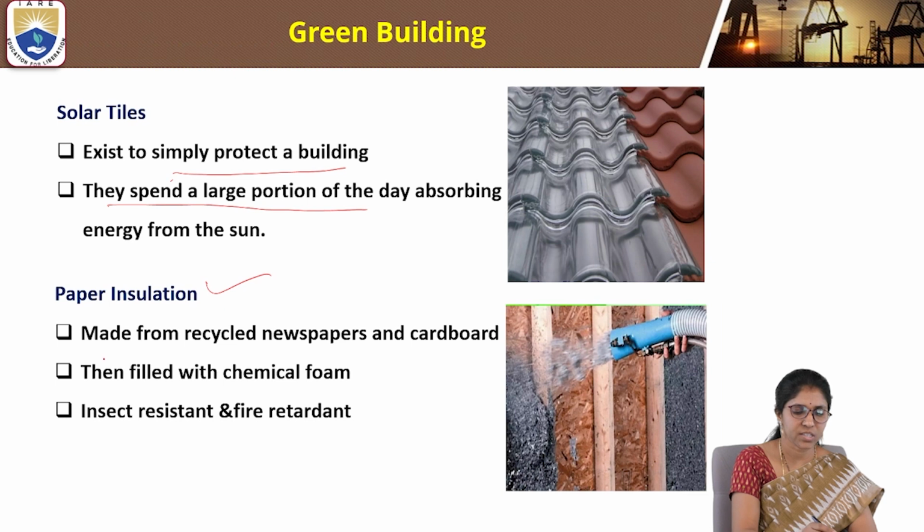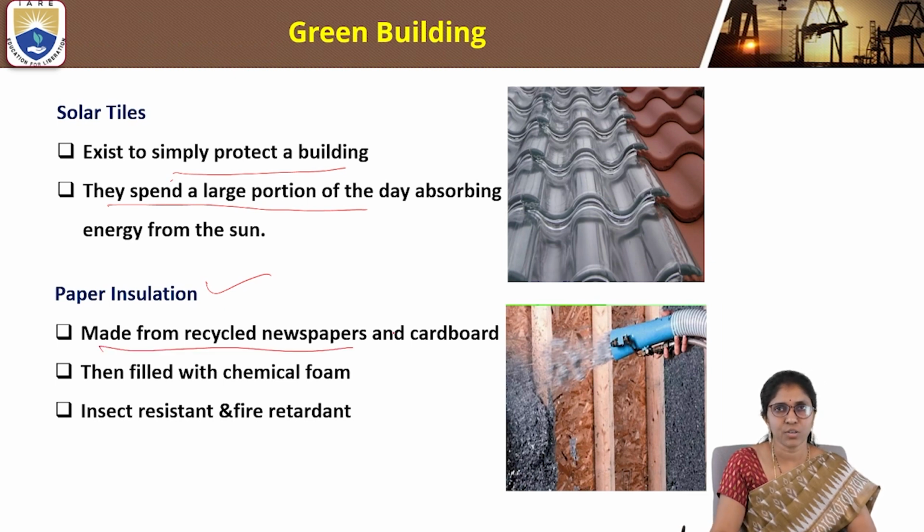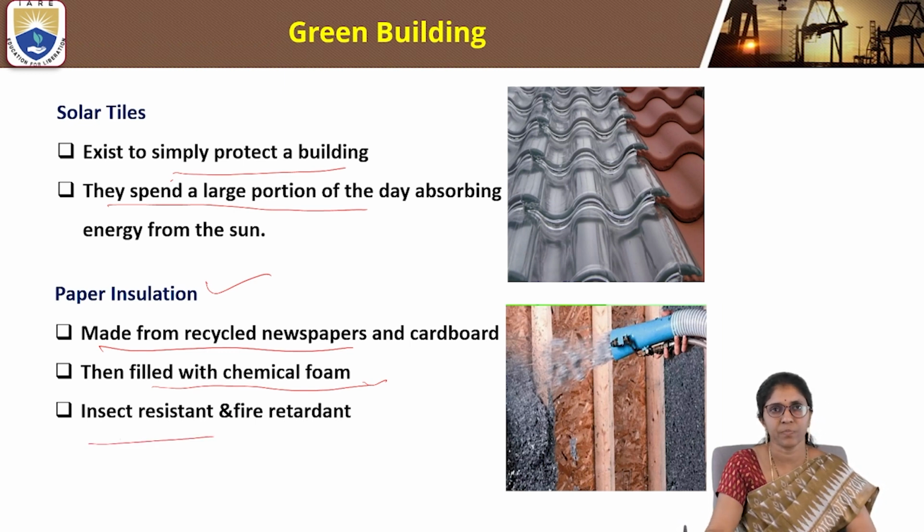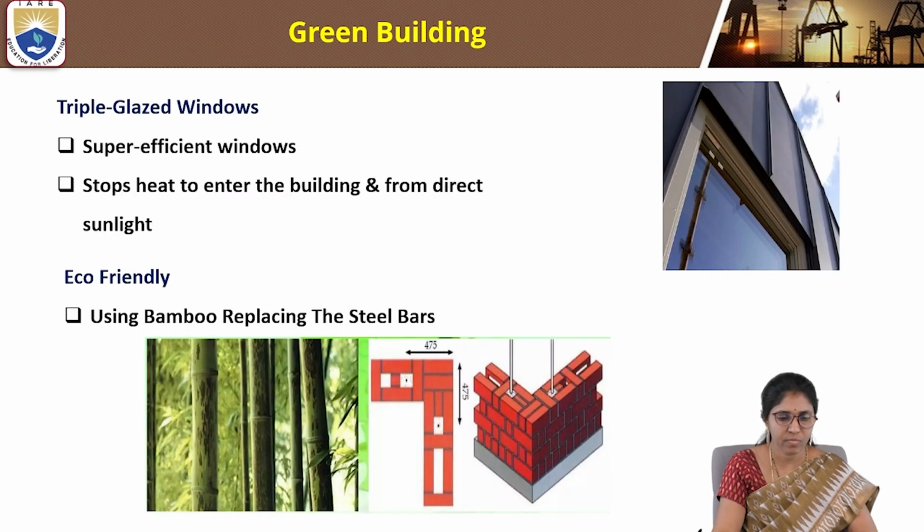Paper insulation is made from recycled newspapers and cardboard, then filled with chemical foam. These are insect resistant and also fire retardant.